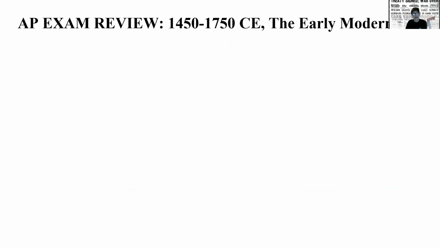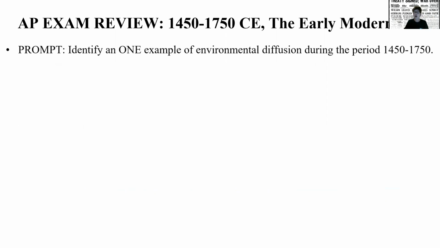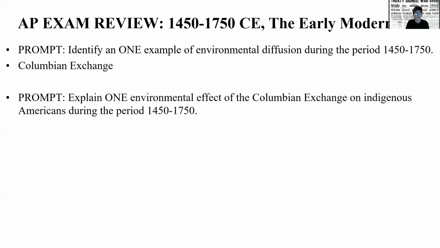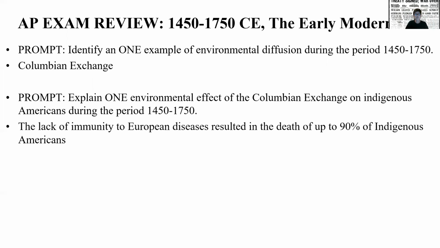So let's try it again. AP exam review, except this time for the early modern era, 1450 to 1750 CE. Prompt: identify one example of environmental diffusion during the period 1450 to 1750. The Columbian Exchange. Prompt: explain one environmental effect of the Columbian Exchange on indigenous Americans during the period 1450 to 1750. The lack of immunity to European diseases resulted in the death of up to 90% of indigenous Americans.